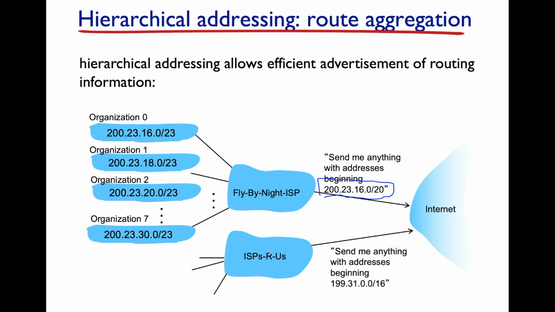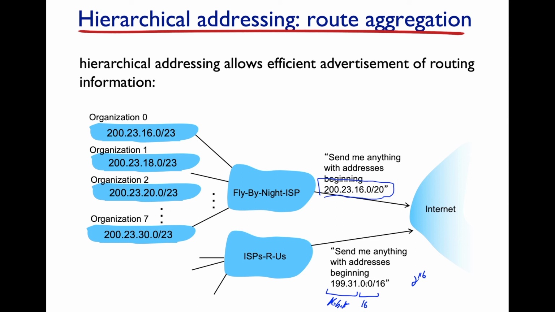So let's say we also have something called ISPs-R-Us, and it's going to say, for example, send me all of those datagrams in the block of addresses 199.31.0.0 with a 16-bit subnet mask. So that means these first 16 bits are going to be describing the network, and then these last 16 bits, 2 to the 16, is going to be the number of hosts you can have on the network. And so here, ISPs-R-Us is going to advertise, send me any datagram that's within this range of addresses for that particular block.